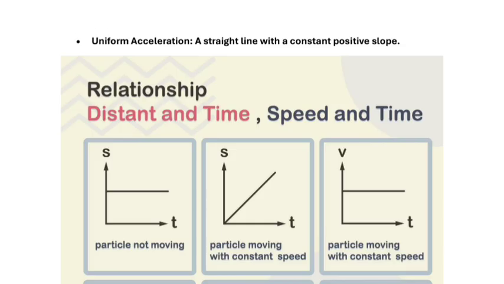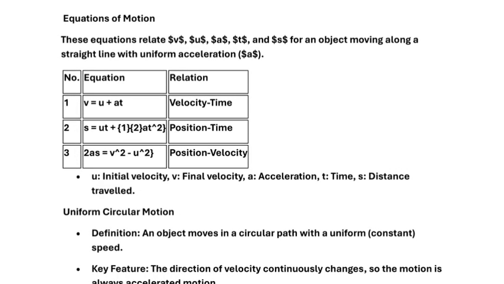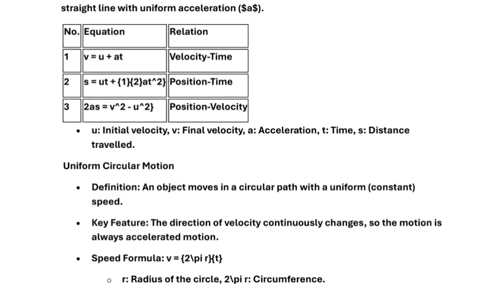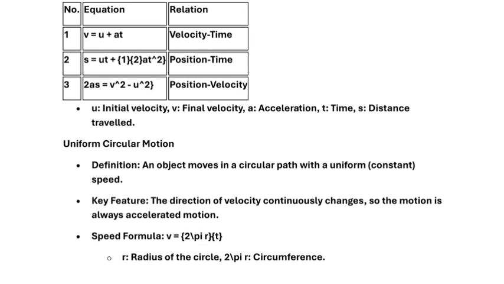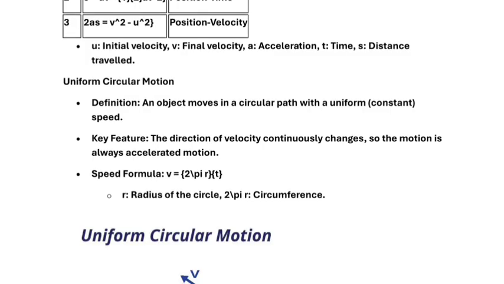Equations of motion. These equations relate v, u, a, t, and s for an object moving along a straight line with uniform acceleration a. Equation and relation: 1. v equals u plus at, velocity-time. 2. s equals ut plus 1/2 at², position-time. 3. 2as equals v² minus u², position-velocity. u is initial velocity, v is final velocity, a is acceleration, t is time, s is distance traveled.